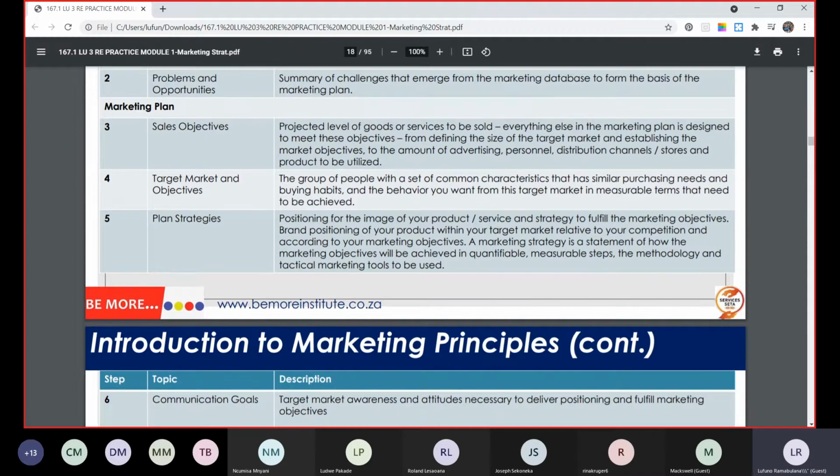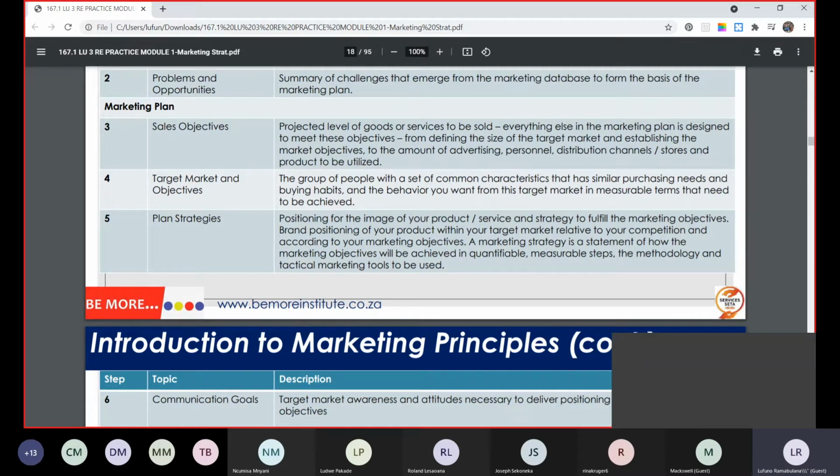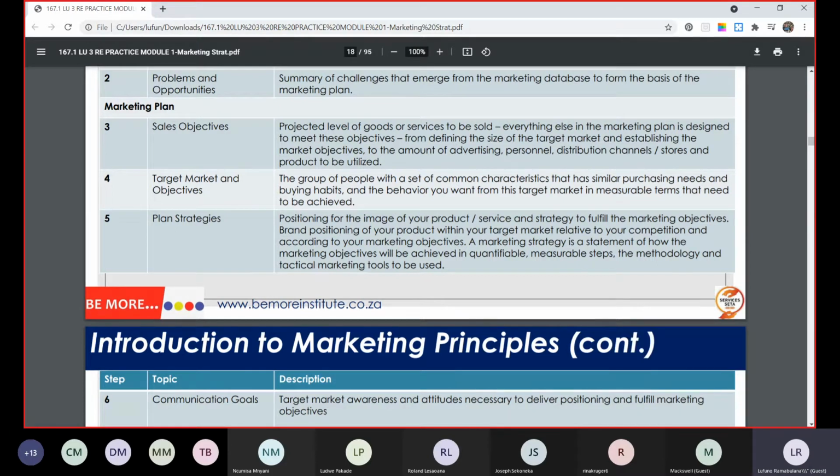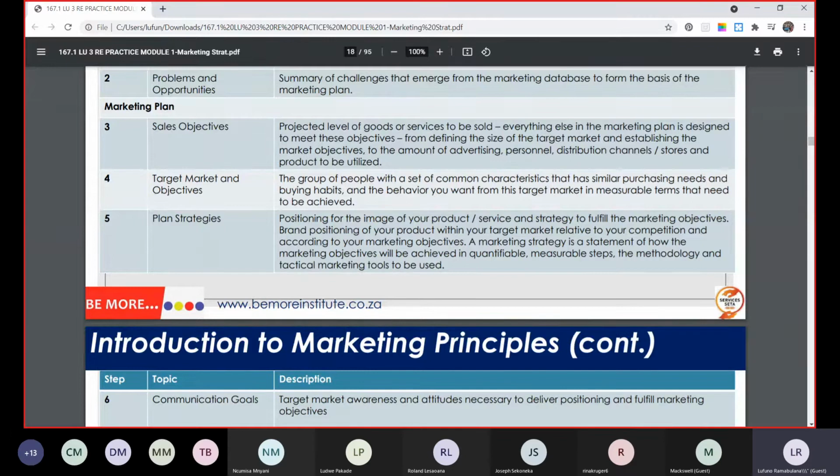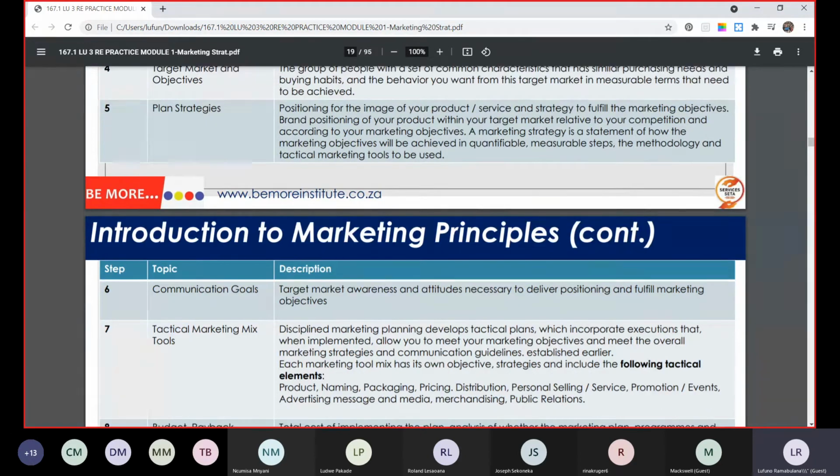Plan strategies. This is about positioning for the image of your product or service, a strategy to fulfill the marketing objective. So, brand positioning of your product within a particular target market, relative to your competition and according to the marketing objectives. A marketing strategy is the statement of how the marketing objectives will be achieved in a quantifiable, measurable step, and the methodology and the tactical marketing tools to be used. So it has to be clear how many people, what we are going to achieve, what steps we are going to take, what method we are going to use, and what tools we are going to deploy. If those things are not clear, then it's not a real strategy.